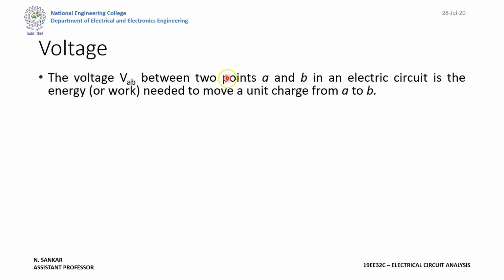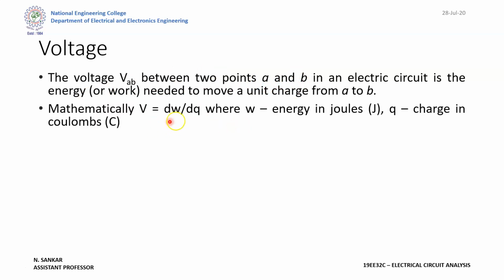Next topic, voltage. Voltage is nothing but the energy or the work done to move a charge from one point to another point. Let us say voltage VAB. Voltage VAB is the work done to move a unit charge from point A to point B. We can represent this mathematically as dW by dQ, where dW is the energy and dQ is the charge in coulombs, that is, the change of charge from one point to another point.